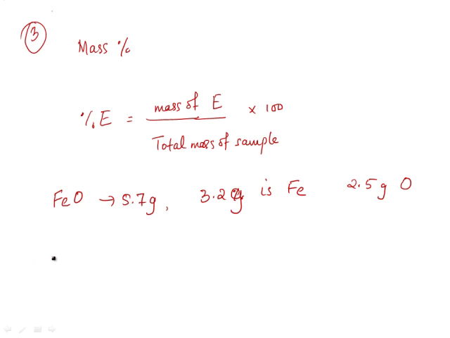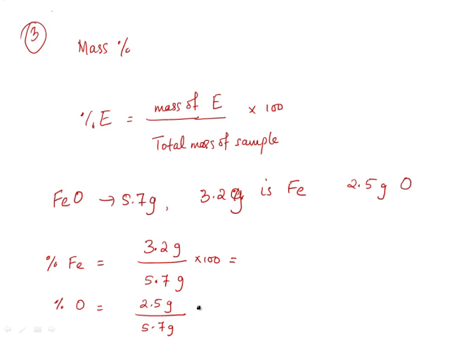Now you just have to do the mass percent of each. Percentage of iron is, how do you calculate that? Mass of iron, which is 3.2 grams, divided by total mass, which is 5.7 grams, multiply by 100. That will tell you percentage of iron. Now, how about the percentage of oxygen? Mass of oxygen is 2.5 grams divided by total mass, 5.7 grams, multiplied by 100. It's one of the easiest questions.